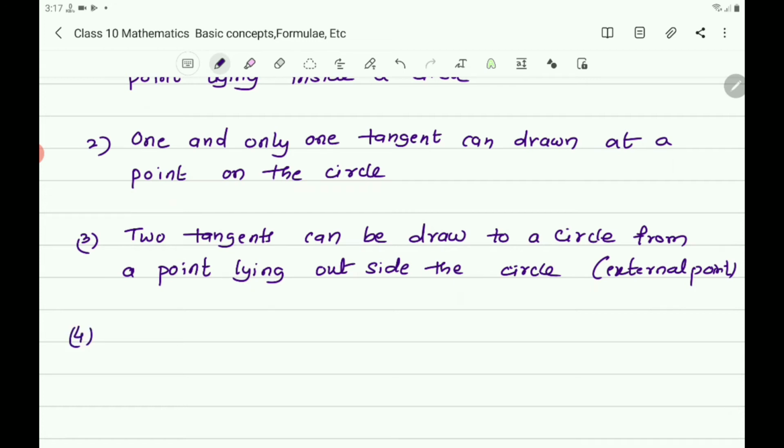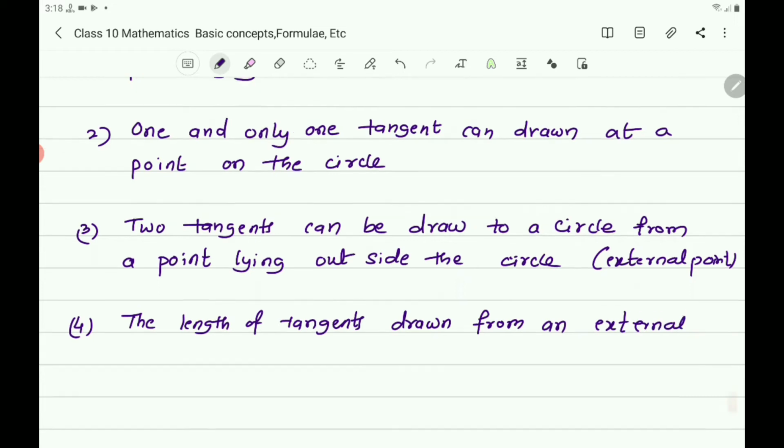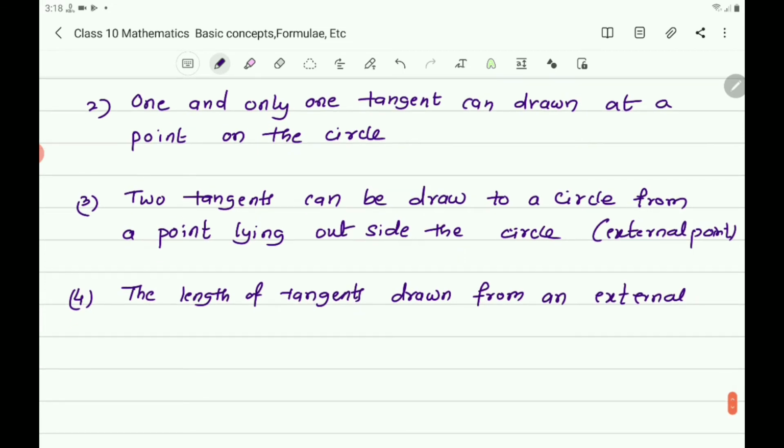The length of tangents, meaning both the tangents drawn from an external point, external point means a point outside the circle, to a circle are equal.